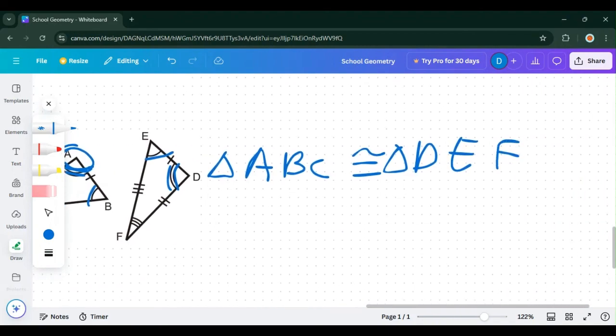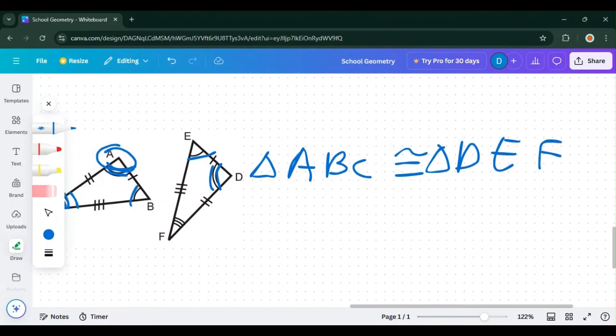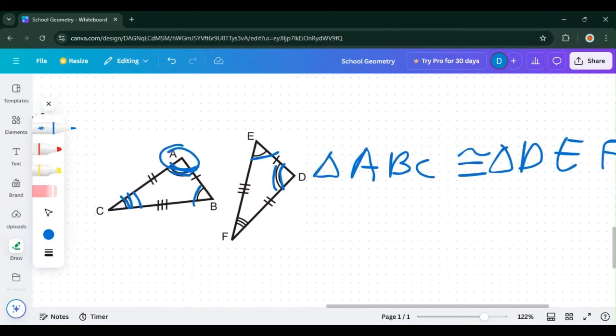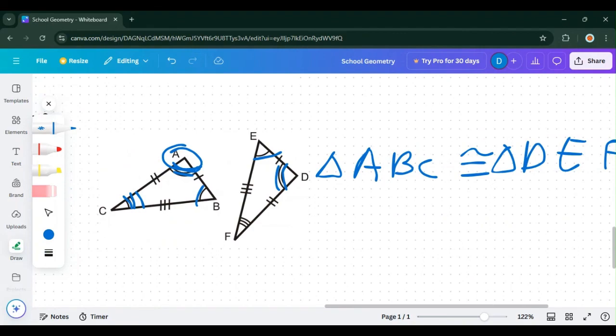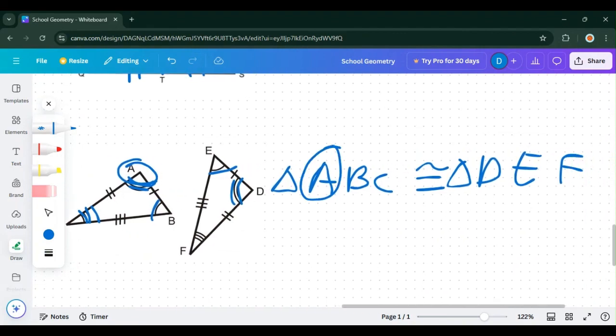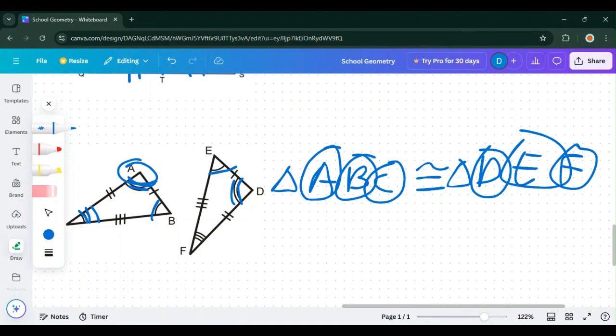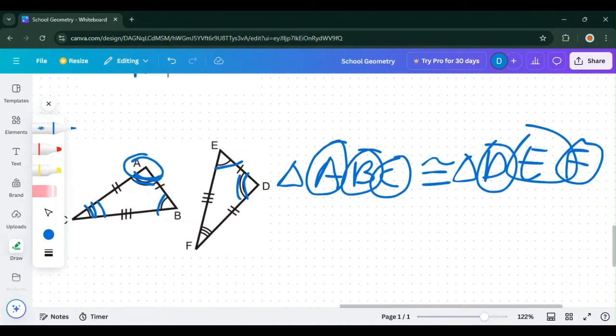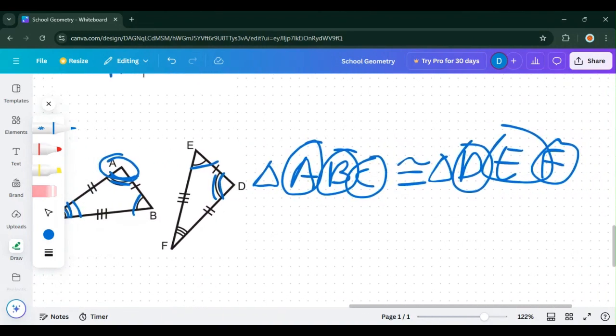So when you're writing out congruency statements, you want to make sure that the angles are corresponding and congruent. Okay, so angle A is congruent to angle D, angle B is congruent to angle E, angle C is congruent to angle F, and those angles have to be congruent and in order respective to their congruencies.